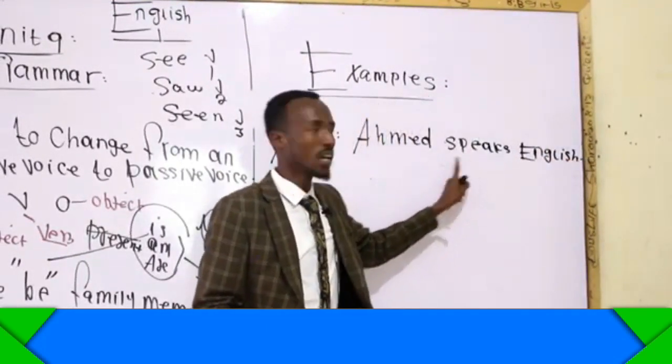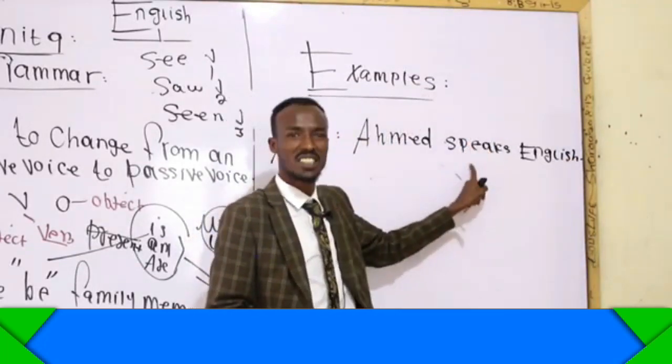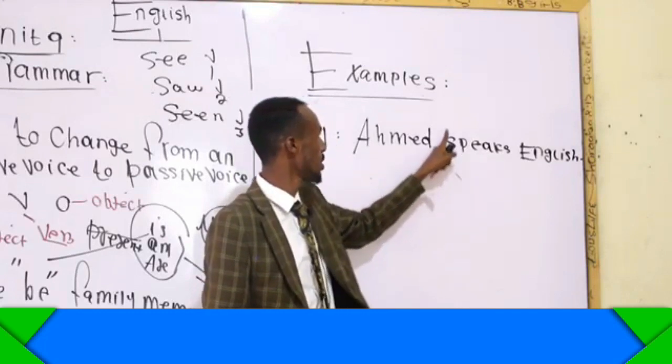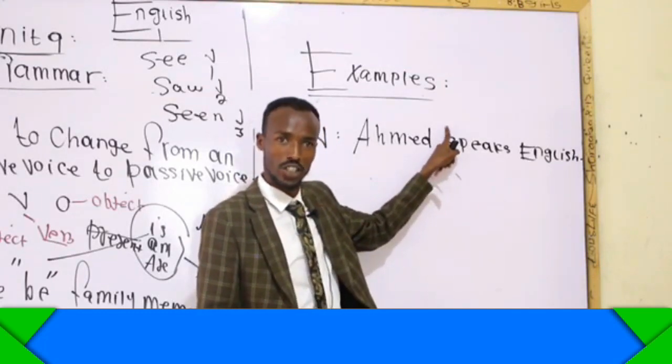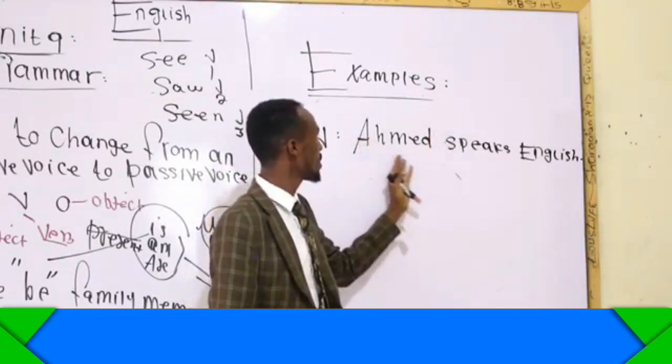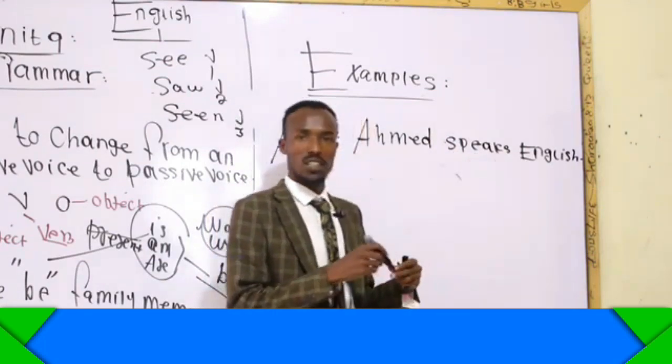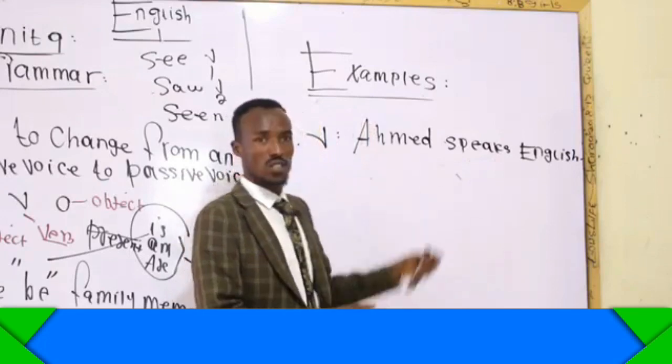This one is "Ahmed speaks," not "is." Some people always pronounce it wrong and it's not correct. Don't say "is," that's a Somali pronunciation. You have to say "Ahmed speaks." So, "Ahmed speaks English." This is an active voice sentence.